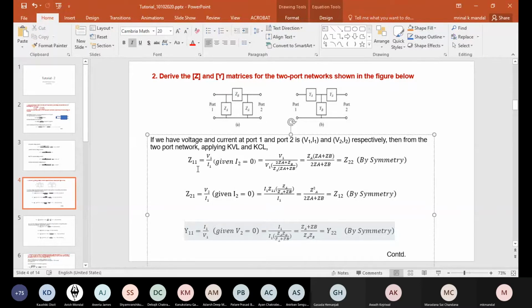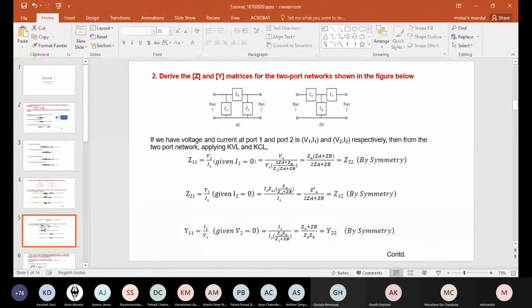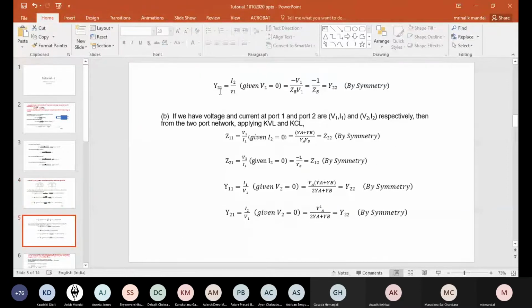So you see here, Y11 is simply not equal to 1 by Z11, or Z11 is not equal to 1 by Y11. That is expected, because Z parameters are open circuited parameters, and Y parameters are short circuited parameters. Conditions are different. Well, so similarly, Y21 you calculate.